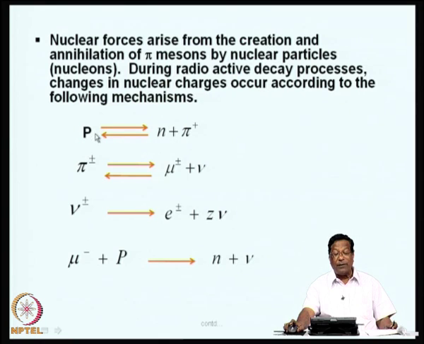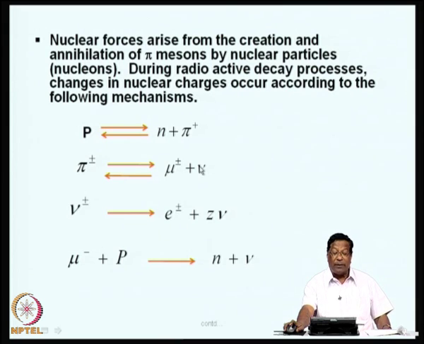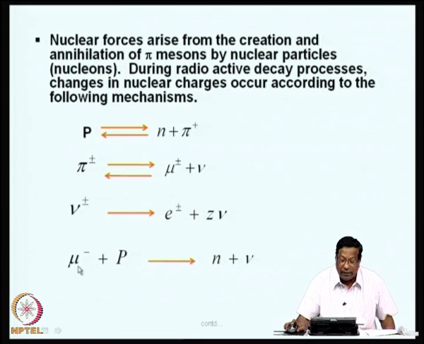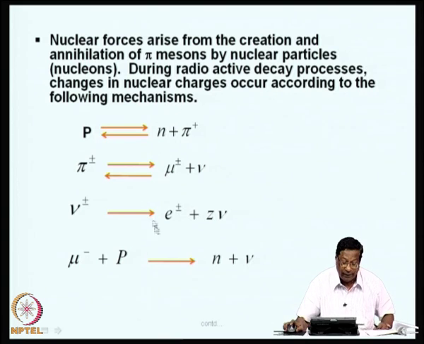That is, first reaction, if you see, proton goes to neutron plus pi plus, and pi plus or minus will change to meson, mu plus or minus, plus some radiation, and we will have electronic charge, and the mesons will react with protons to produce a neutron. That means the change from a proton to neutron is not exactly a single step reaction. This we will have to appreciate.